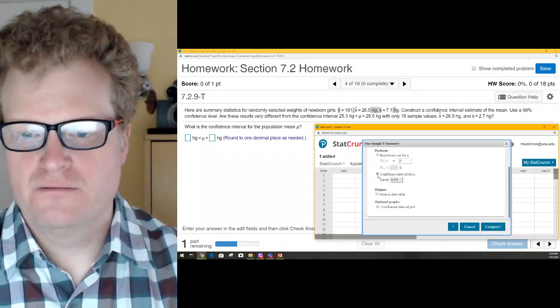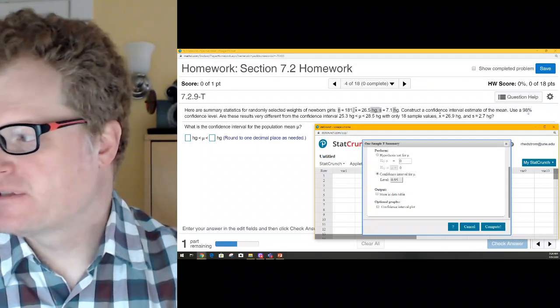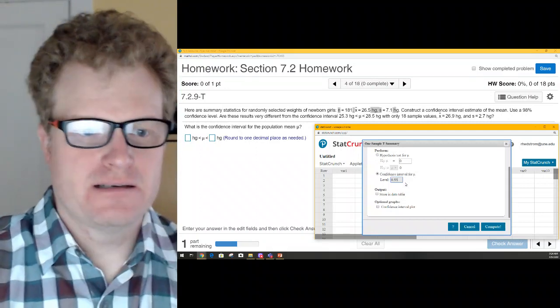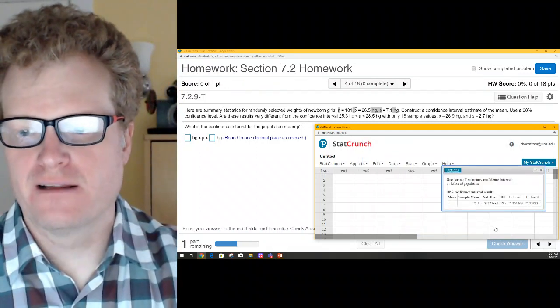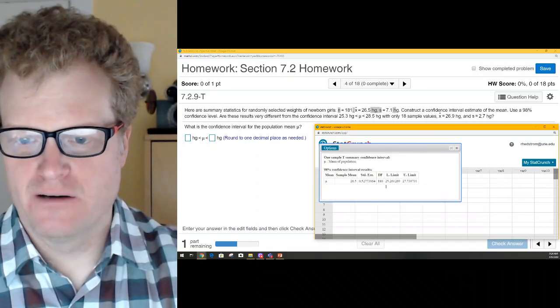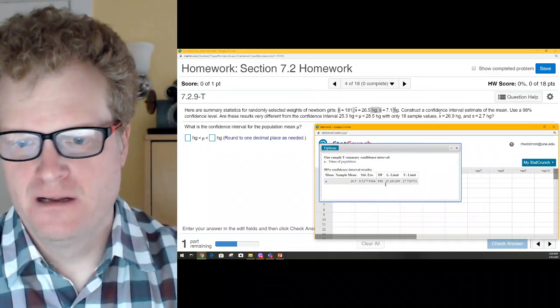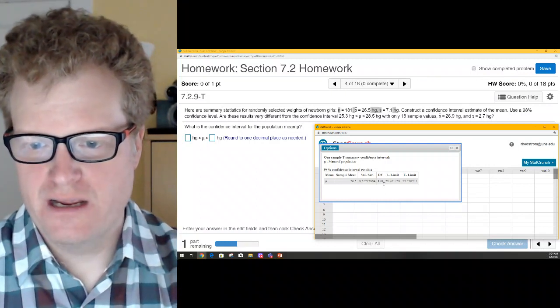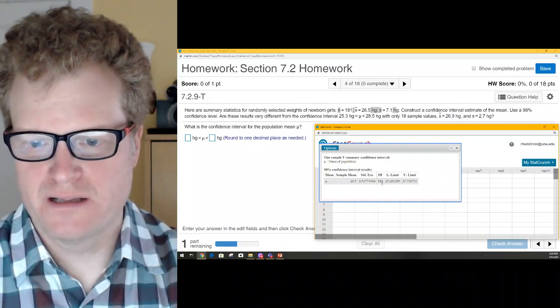For the confidence interval, we're going to click and do a 98% confidence interval here, so I'm going to change that to 0.98. I'm going to go ahead and click compute, and I'm going to get my answer. I'm going to have my lower limit and my upper limit: 25.3 and 27.7.